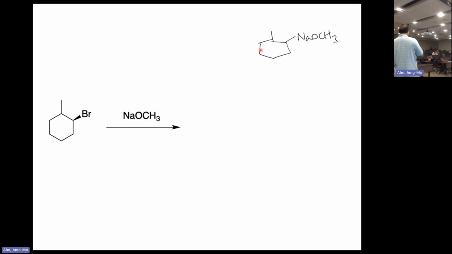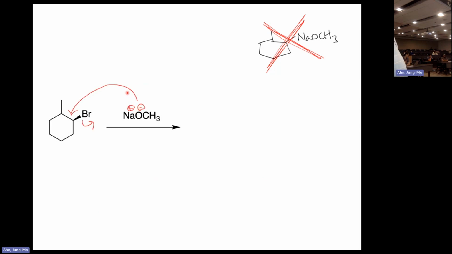You really have to recognize what is a nucleophile. It's not the whole thing. Sodium methoxide, which is the name of this reagent, is not the whole thing replacing this bromine. That is not the right answer. What is nucleophilic is that negatively charged oxygen. That's the one, the nucleophile. So that makes an attack on this carbon and kicks the bromine out.